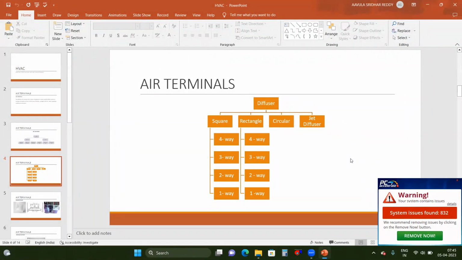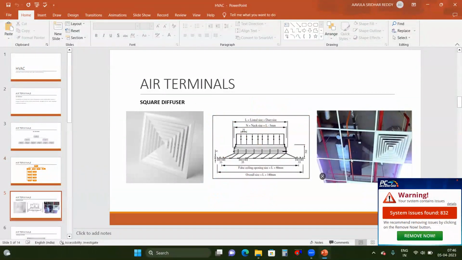Okay. So first we'll see square. In square we have one way, two way, three way, and four way. Okay. So I will explain what is this one way, two way, and four way. In rectangular also same way. So we will see first one by one. Square, rectangle, circular, etc. Okay. So this is how the square diffuser will look.